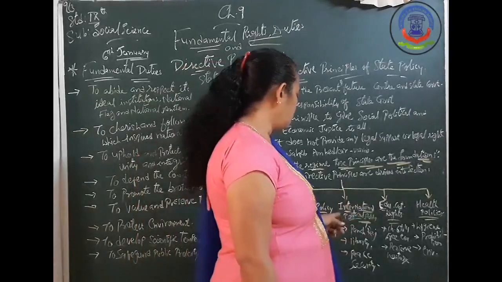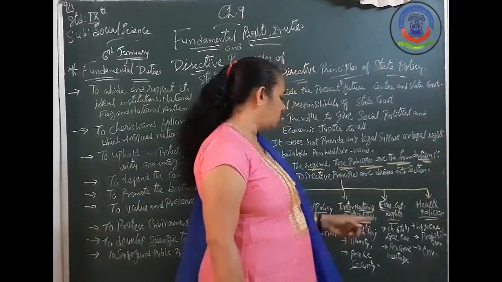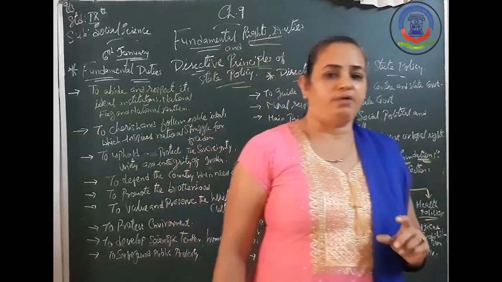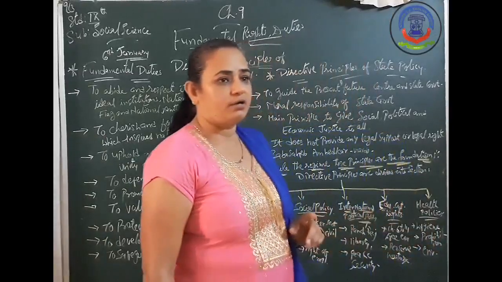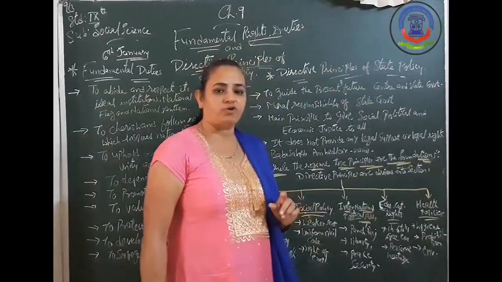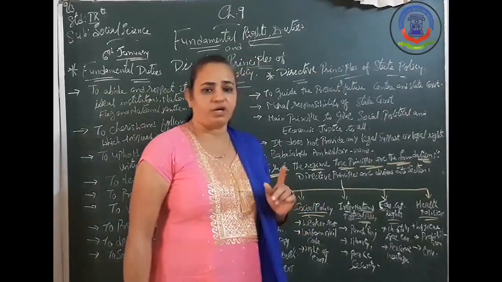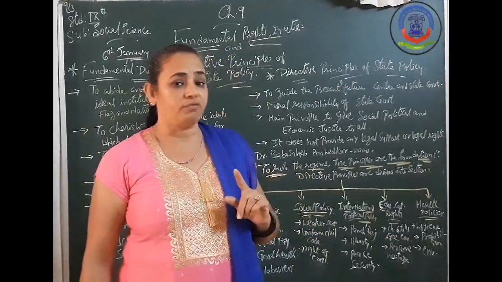Our third policy is international and political policy. International and political policy means the rules which we have made for our international trade, the trade which we are going to do with other countries. For example, we want to trade with England, we want to trade with China.